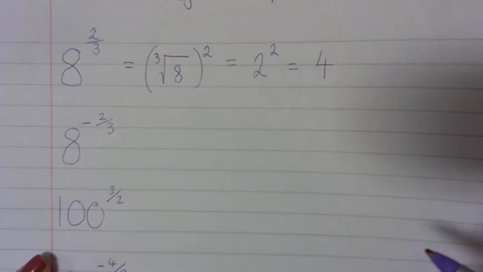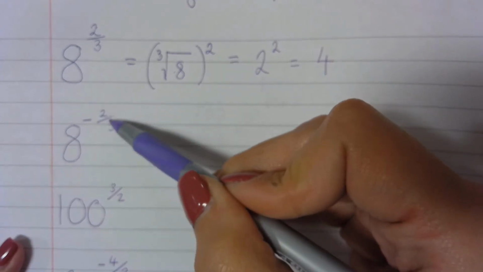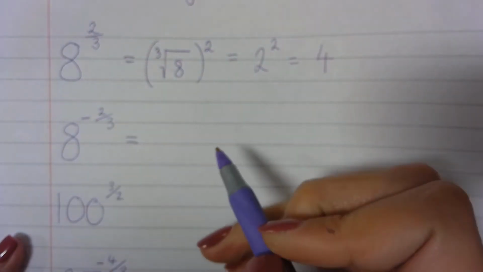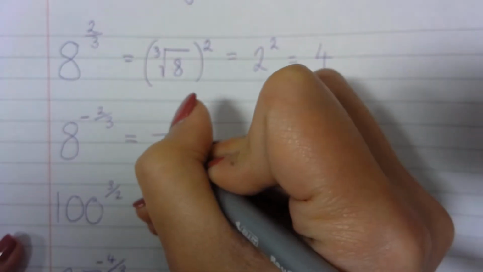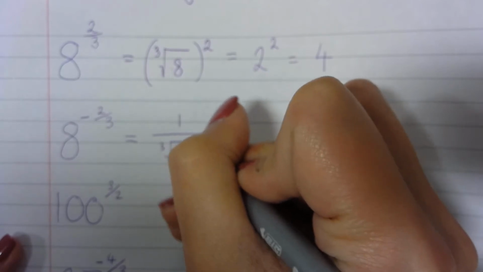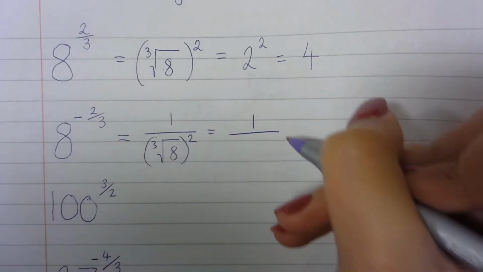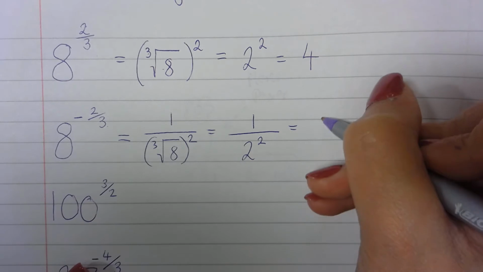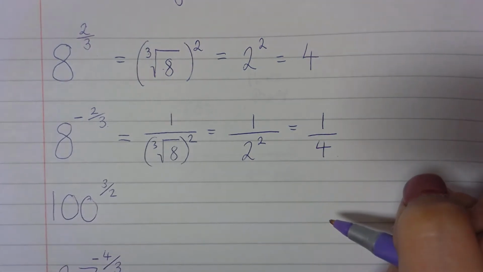The only difference with this next question is it's negative 2 over 3. This time, the negative means we do 1 over, and then the cube root of 8 to the power of 2. We still do the same process, so it's 1 over, the cube root of 8 is 2, still square it, so it's 1 over 4 instead of 4.